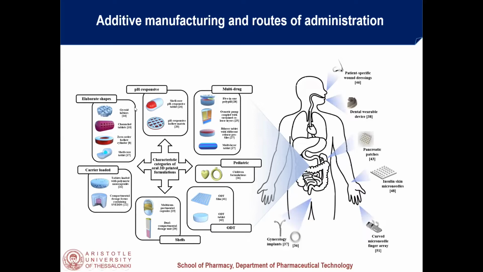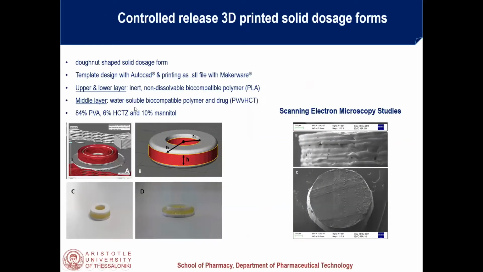So today I'm going to briefly discuss how we can change the release profiles of oral solid dosage forms by changing certain parameters using 3D printing technology. Starting with the first example, we can see how we can change the release profile by changing the geometry of the dosage form. In this case, we fabricated with an FDM printer a donut-shaped solid dosage form.